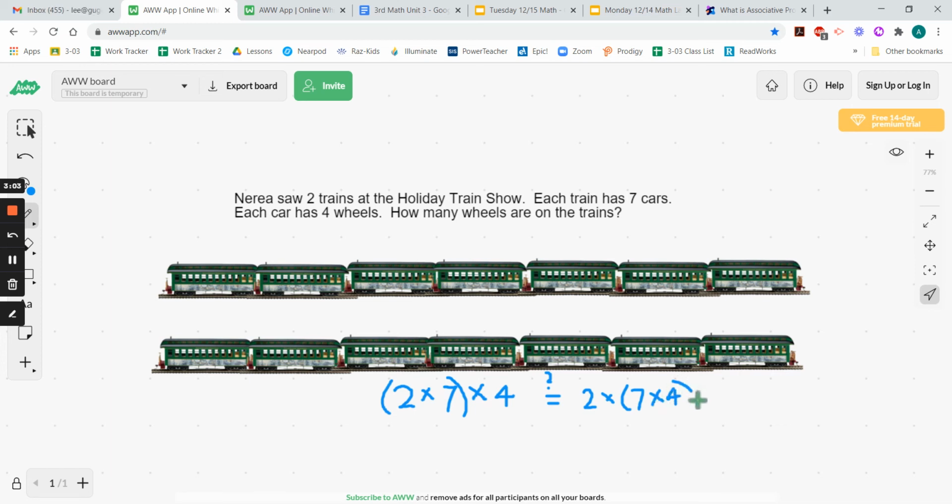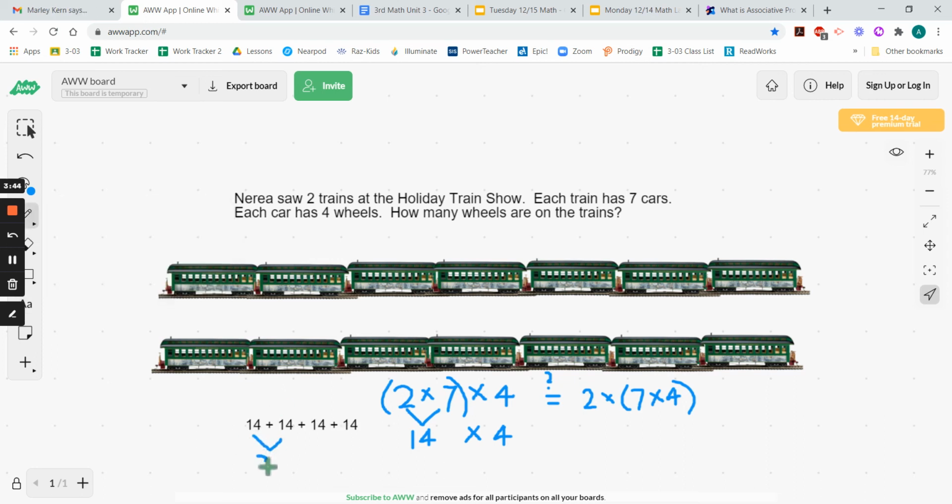Let's try the first expression first. So 2 times 7 I know is 14. Then I need to multiply the remaining third factor, 4. 14 times 4 is a little bit tricky because I can either skip count by 4 14 times, which I think is going to take me a long time, or skip count by 14 4 times, or add 14 4 times. So 14 plus 14 plus 14 plus 14.